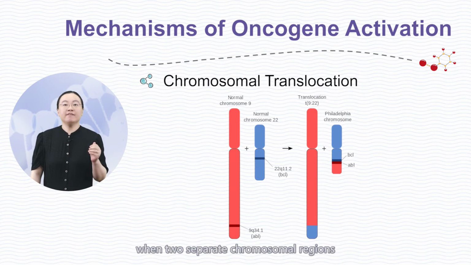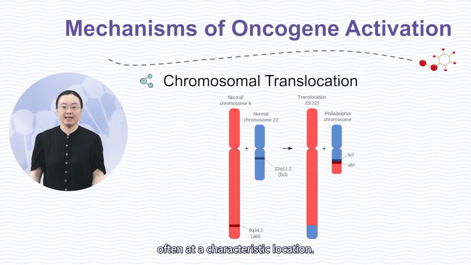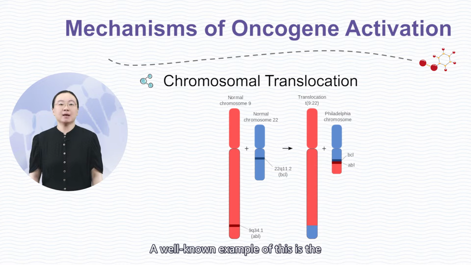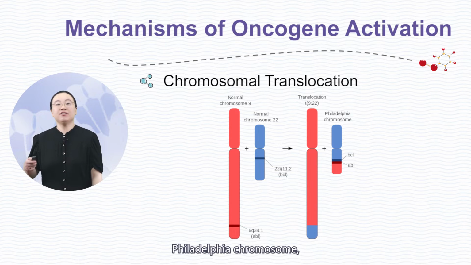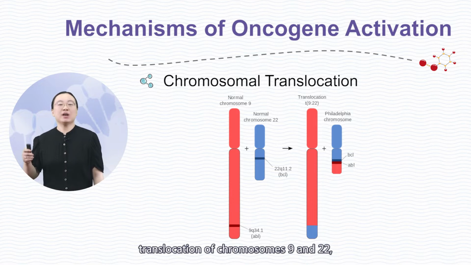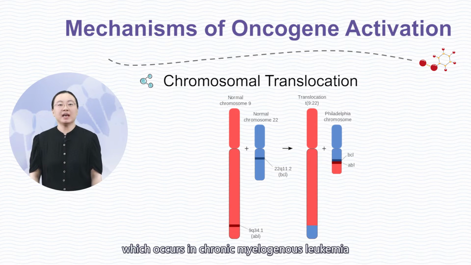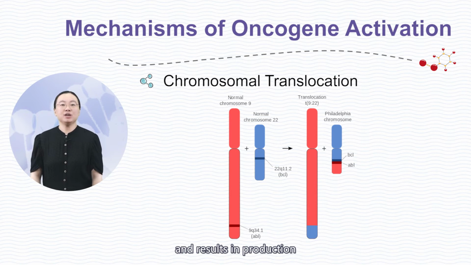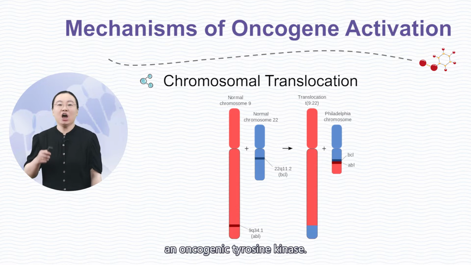Translocation occurs when two separate chromosome regions become abnormally fused, often at a characteristic location. A well-known example of this is the Philadelphia chromosome. Translocation of chromosomes 9 and 22, which occurs in chronic myelogenous leukemia, results in production of the BCR-ABL fusion protein, an oncogenic tyrosine kinase.